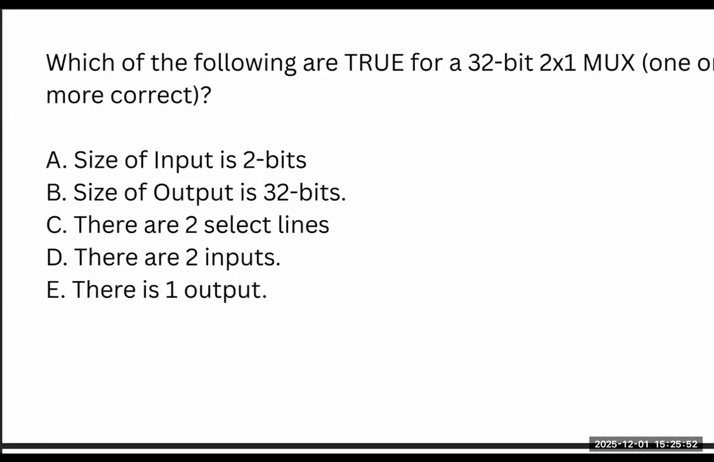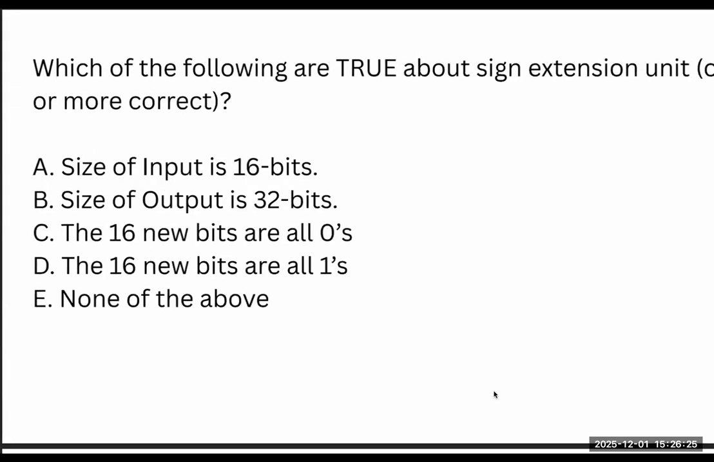Which of the following are true for a 32-bit 2 by 1 mux? And again, there is more than one correct answer. The correct answers are B, D, E here. Let me go through why they are correct. B, output matches the width of the inputs, so that's correct. And then D, 2 by 1 means two inputs, one output. So there are two inputs, and one output, just as I said. So that's correct. Next question.